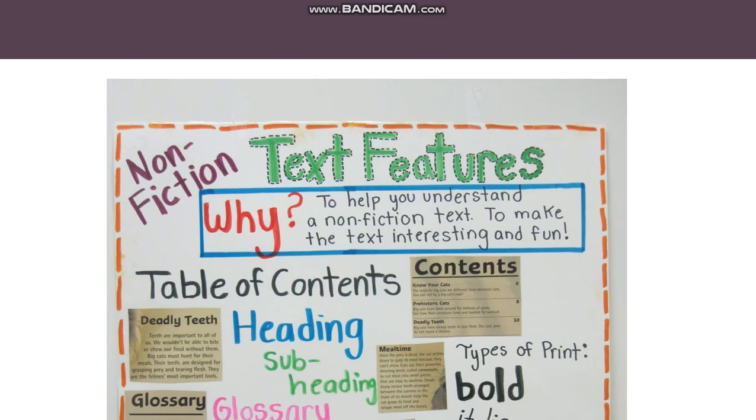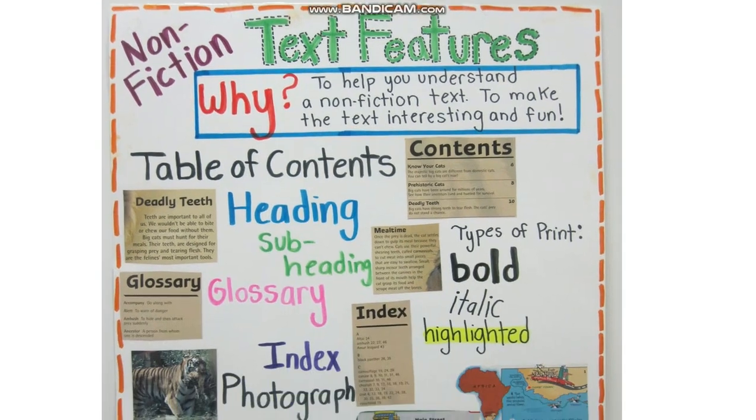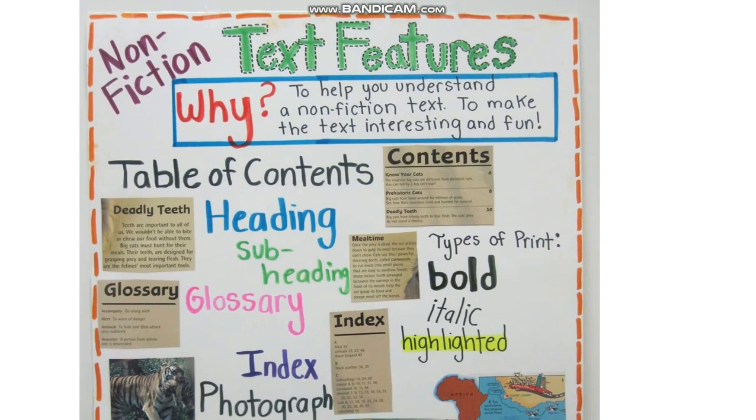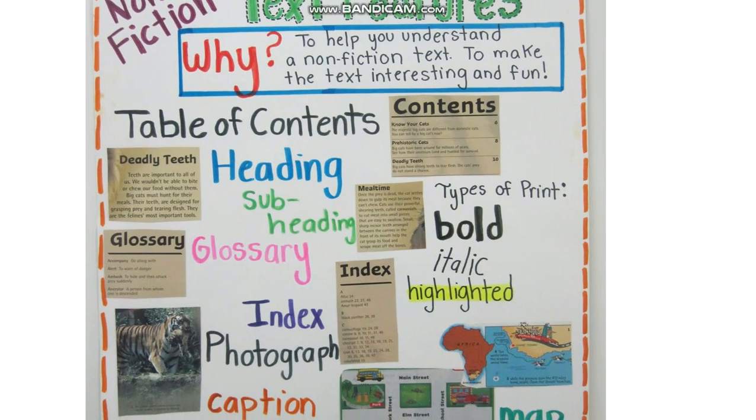Well, first, let's understand text features help us understand a nonfiction text. They make text interesting and fun to read. What are the different types of text features that we can find? Well, we can find a table of contents that tells us what's inside the text that we're going to read. We can often find a glossary, which helps us to define words. We can also find types of print such as bold or italic.